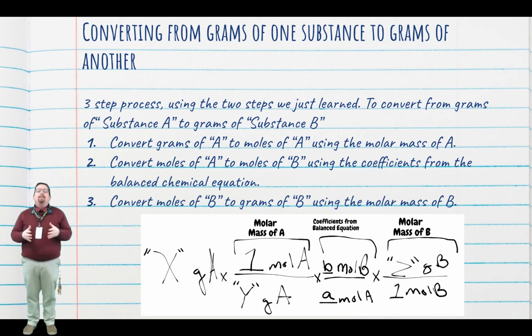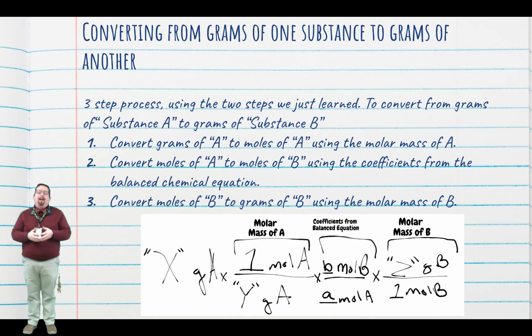Stoichiometry is measurement and conversion of quantities of substances in a chemical reaction. So if we want to get from grams of one substance, say substance A, to grams of another, perhaps substance B, we have to use a three-step conversion using the two conversions we just learned. If you're given grams of A, you've got to convert that to moles of A first. Do that by dividing by the molar mass of A, and this will put our current units to moles of A.